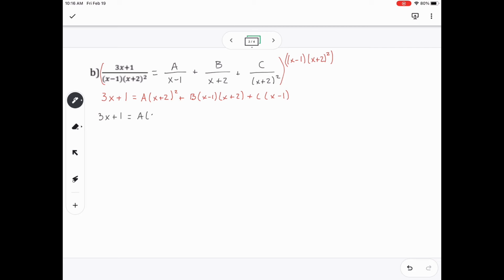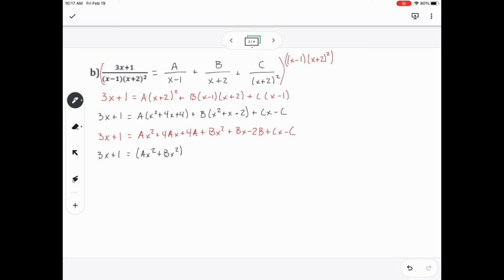Multiply those binomials out as best as I can. The last one doesn't have a binomial to multiply to, so I'll just multiply the c through. Then once I've done that, I can multiply the a and the b through to their parentheses. And then I can group them, putting the x squareds, the x's, and the terms with no x together.